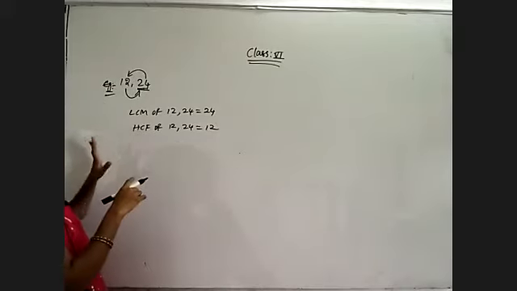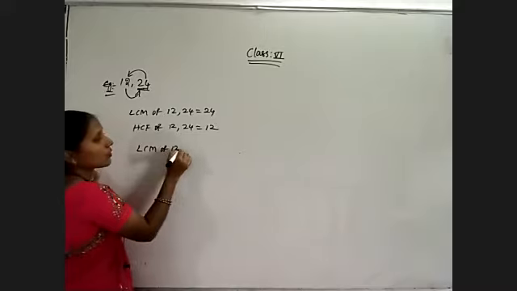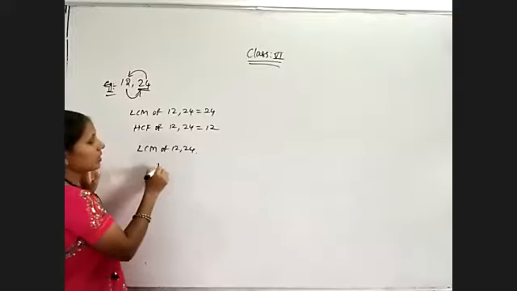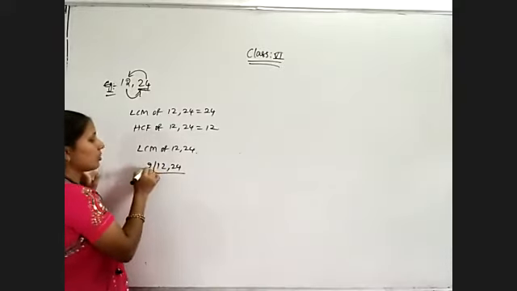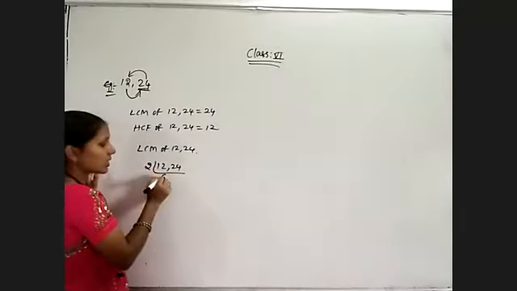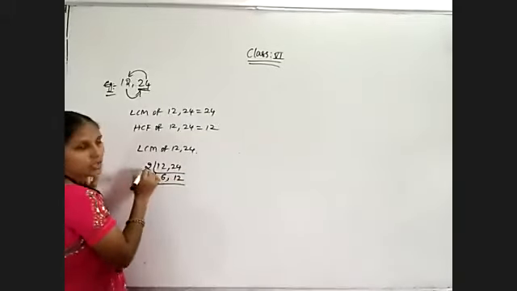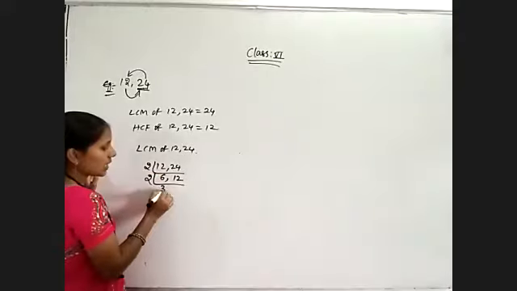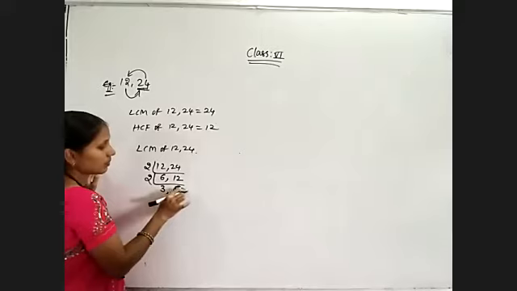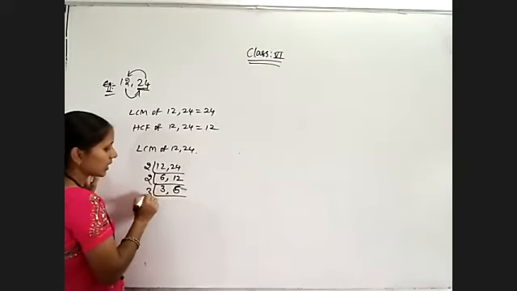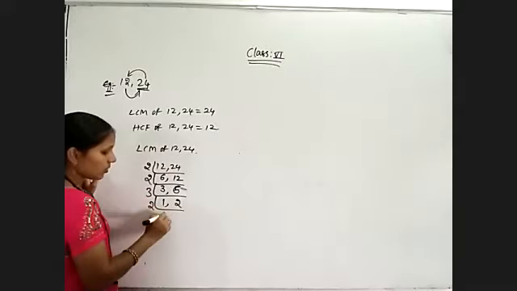If you have any doubt, ask. Now I am finding the LCM of 12 and 24 using the division method. So 12 comma 24. Now I am using the tables of prime numbers only. 2 sixes are 12, 2 twelves are 24. Now again, 2 threes are 6, 2 sixes are 12. And next the 3 table: 3 ones are 3, 3 twos are 6. Again the 2 table: 2 ones are 2.